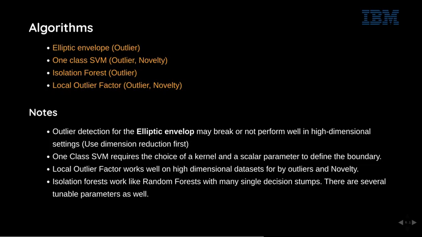The elliptic envelope may break or not perform well in high-dimensional settings, for example, where n is less than p, p being the number of dimensions. However, you can use PCA or another dimension reduction technique first. For the one-class SVM, the radial basis function kernel is usually chosen, although it needs to be manually tuned. All of the methods will need to be adjusted or tuned to work for your data. For this reason, visualization becomes an essential way to ensure it is working as expected.